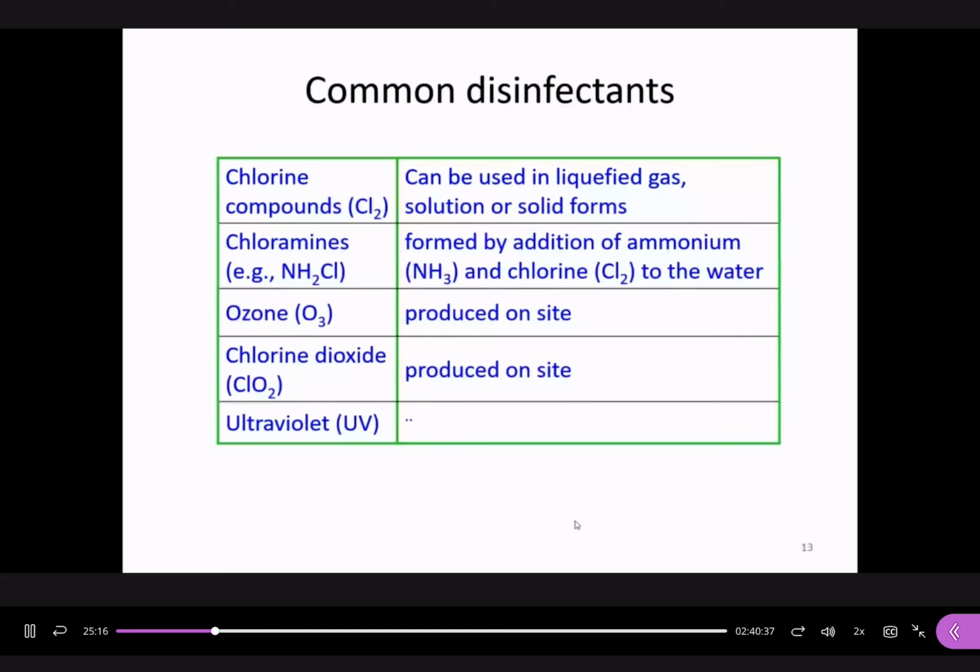So common disinfectants include chlorine compounds. Chlorine compounds can be used in liquid, gas, solution, or solid form. So this is a gas form. Chloramine. So what is an amine? NH3, where one hydrogen is replaced by one chlorine atom, formed by the addition of ammonia and chlorine gas to the water. Later we'll see the reason why we produce chloramine, why we make this chemical and use it for disinfection. And ozone, chlorine dioxide, and UV.